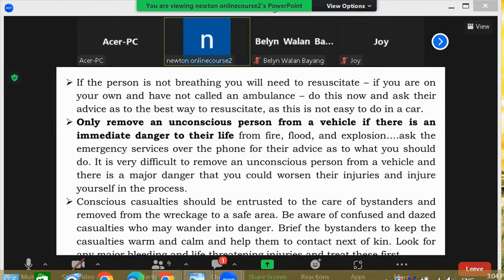Sometimes you cannot take the unconscious patient out of the vehicle. For example, the patient may have an injury on his hand. If you are alone and just supporting the patient to get out of the vehicle, maybe if you are just pulling the hand, the hand will be broken. So that time you cannot do it.